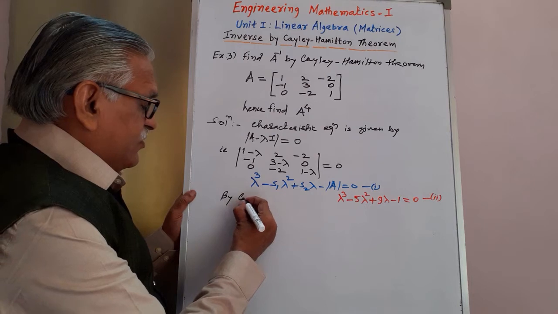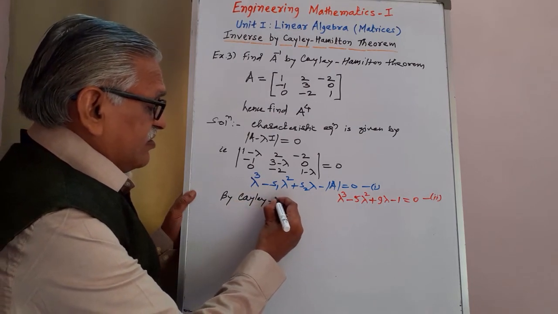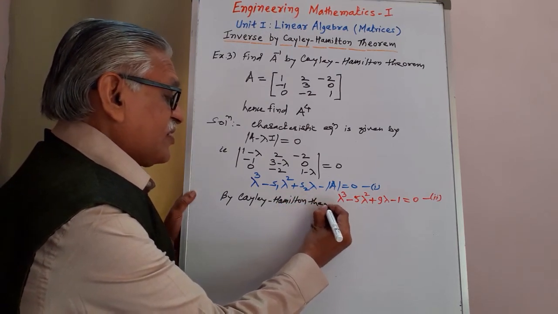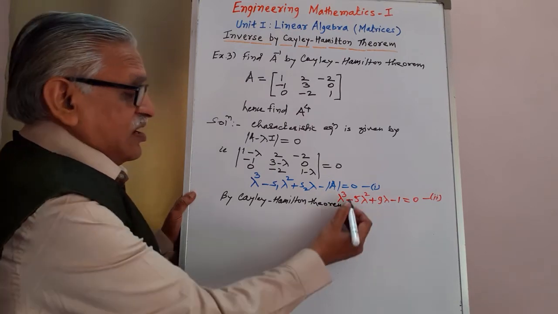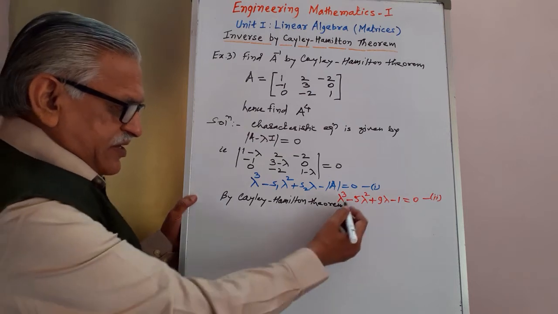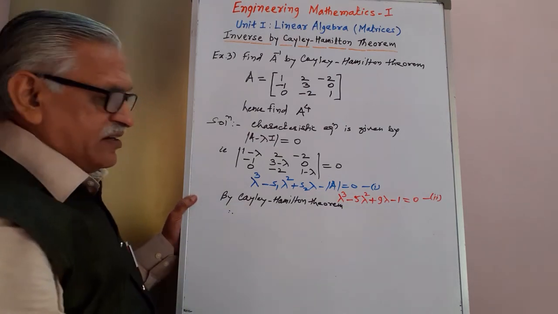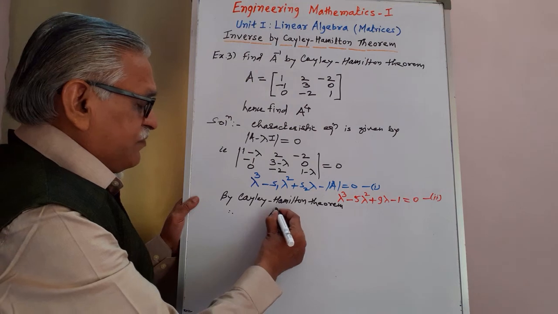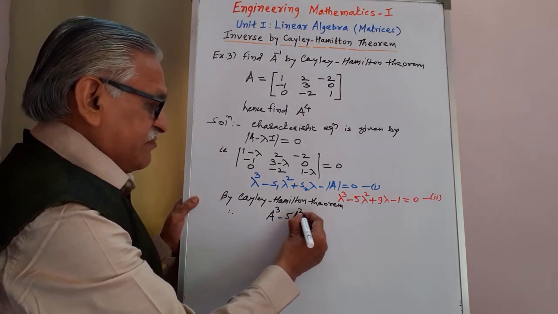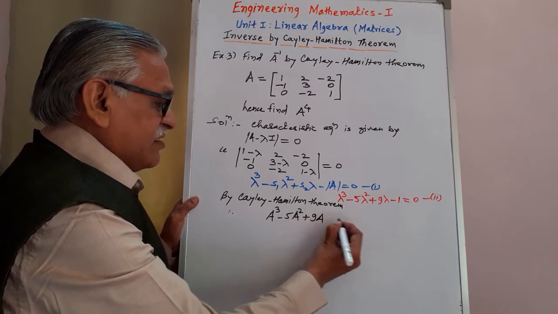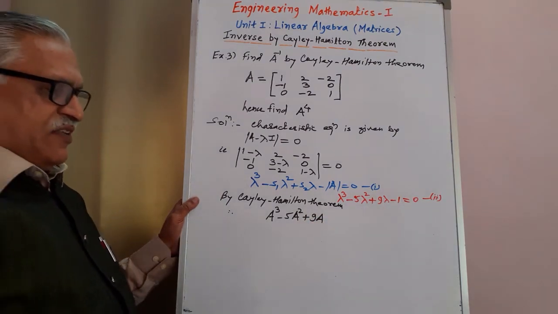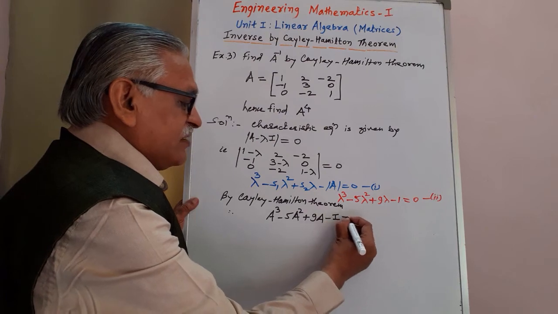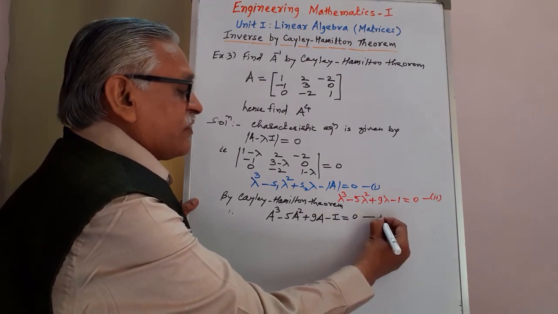Then applying Cayley-Hamilton theorem, this equation is satisfied by that matrix A itself, meaning replacing lambda by A, we get a new equation as A cube minus 5A square plus 9A, and that 1, if you convert to matrix form by multiplying it by identity matrix, we get minus I equals 0. Equation number 3.